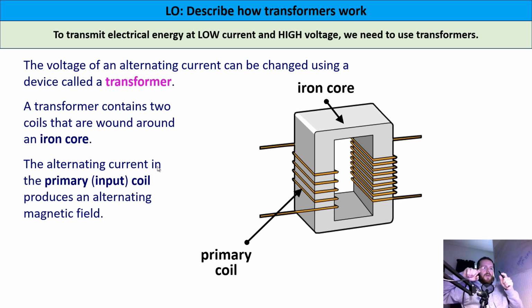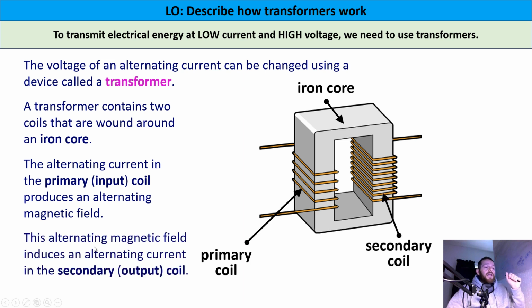So if you get this alternating supply, where the current's constantly going left and right and left and right, flipping direction constantly, the magnetic field is constantly flipping direction. We'll talk about why it's alternating, by the way, in school, in the generator lesson. Okay, that's called the generator effect. This alternating magnetic field induces an alternating current in the secondary or output coil.